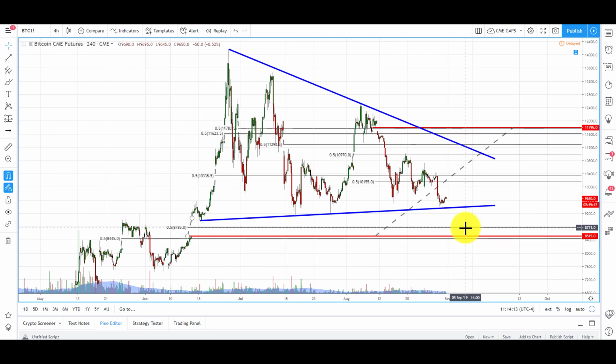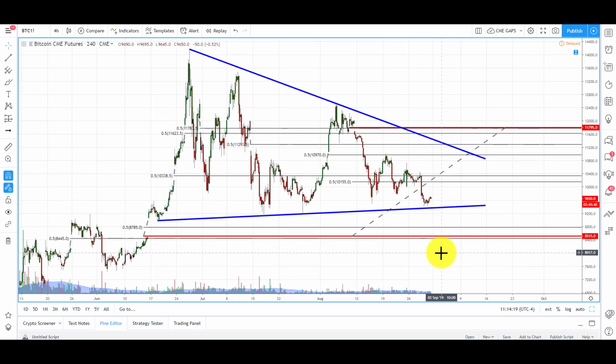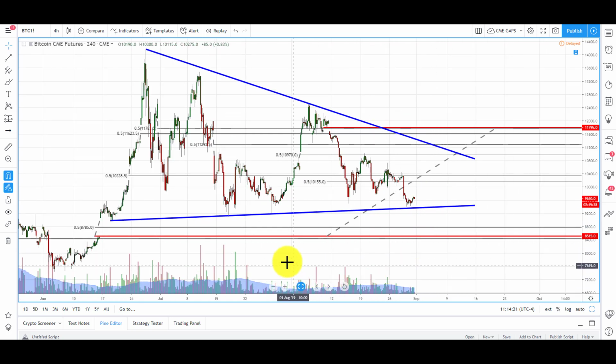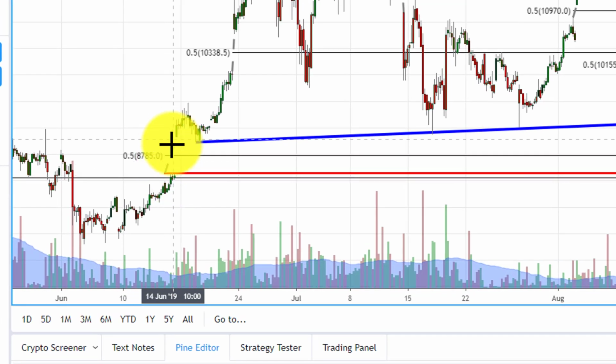If that gap does close, odds are it's not just going to be a nice well-behaved touch of the gap and then bounce. The other thing too, guys, you want to keep in mind is the 50% mark of the gaps, so half gaps.